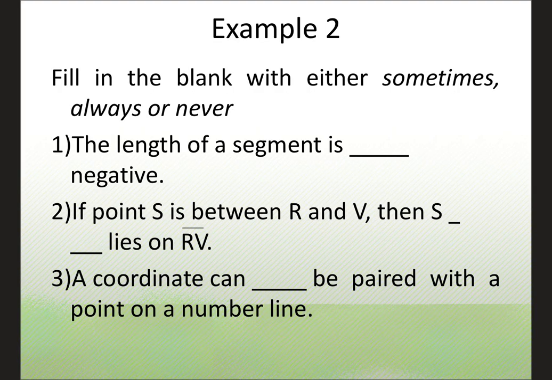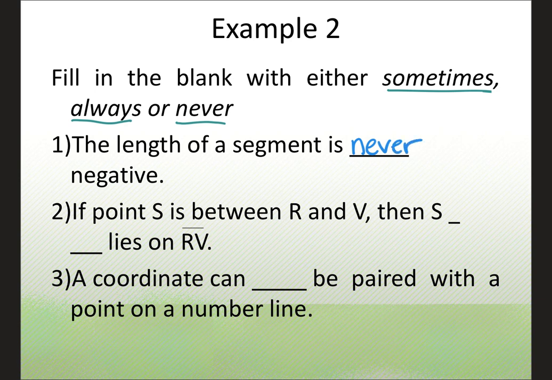Example 2 says to fill in the blank with sometimes, always, or never. So in order for something to be always true, it has to be a definition or set in stone. Obviously, never is impossible, and sometimes means it can happen, but it doesn't have to. So number 1 says the length of a segment is blank negative. When you're talking about length, it's always absolute value, it's always positive, so it is never negative.